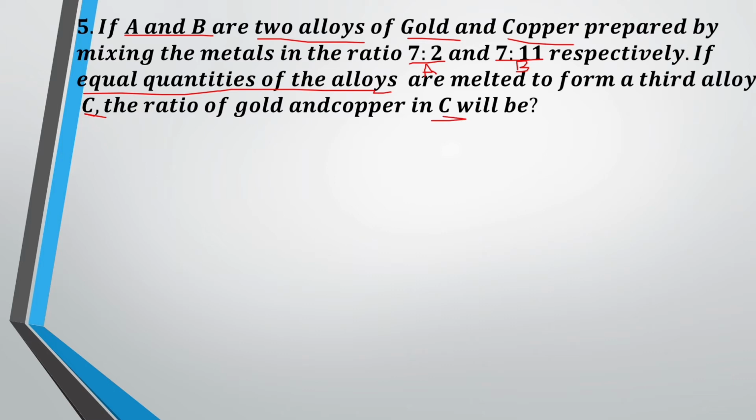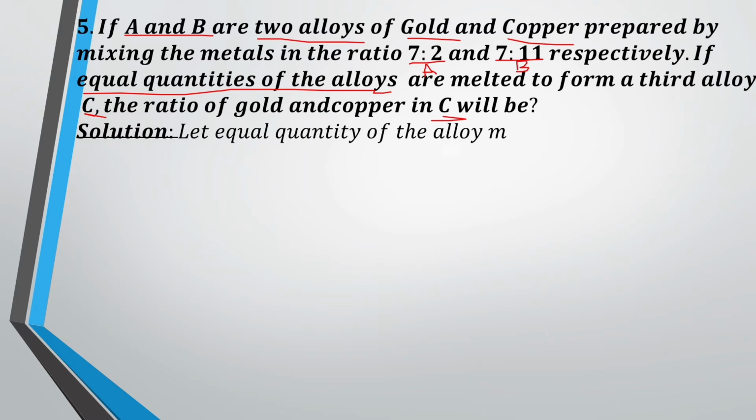It is very clear. It looks complex, but it is not. So let's go for the solution without wasting our time. Let the equal quantity of the alloy mixed to form C be 100 grams. We can take any number here. They ask that equal amounts of alloys A and B are taken, so let it be x or 100 grams or 200, 300, anything you want, but it should be the same for both A and B. So I am making that equal quantity 100 grams.